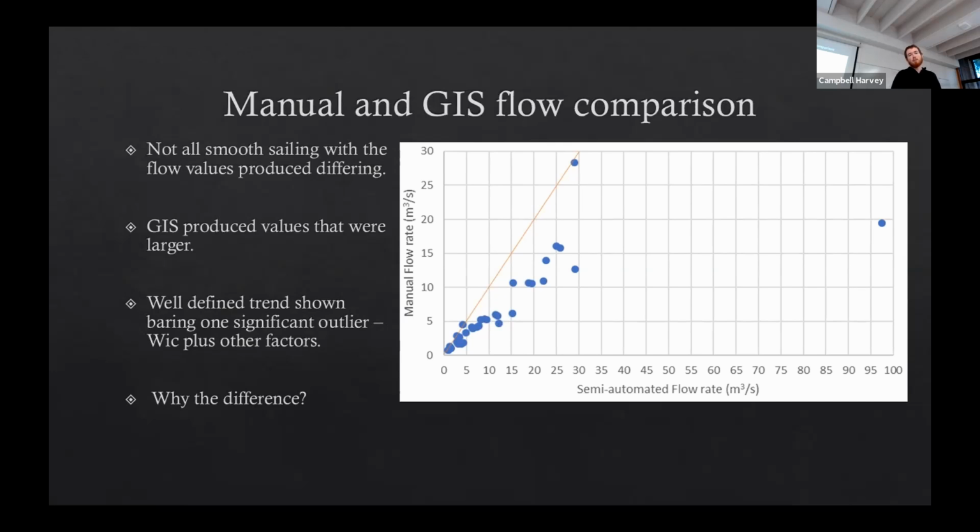As you can see, there's one significant outlier on the graph, and that was largely due to the cover coefficient chosen. If a cover coefficient similar to the manual method had been chosen, it would have brought that flow value back to around 40 to 45 meters cubed per second, which would be more in line with the rest of the trends in the data. However, as you can see, there's still a bit of difference between that and the one-to-one line, and that was the cause of this difference.